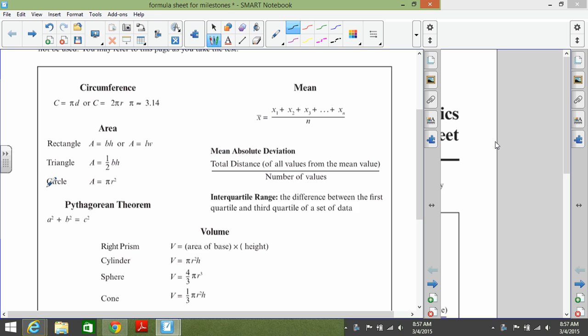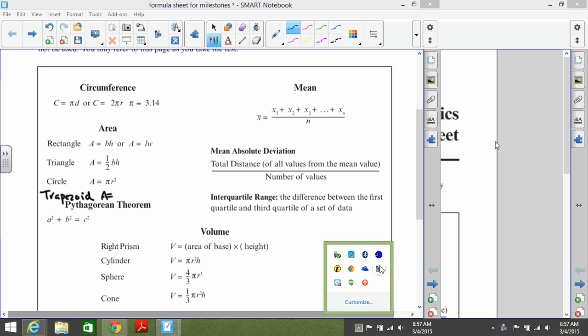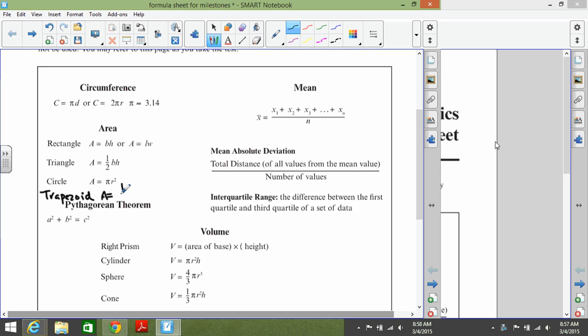The first area formula that we're going to add is trapezoid. So we're going to write trapezoid. The formula for trapezoid: area equals 1/2 base 1 plus base 2 times the height. Write that down. 1/2 base 1 plus base 2 times the height.